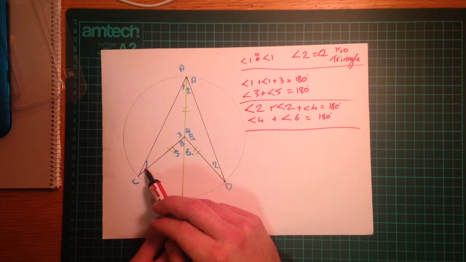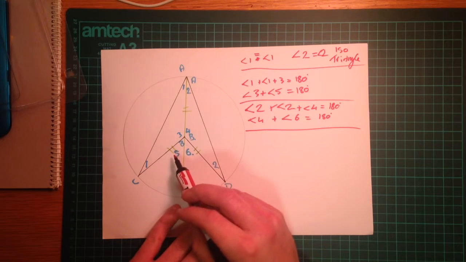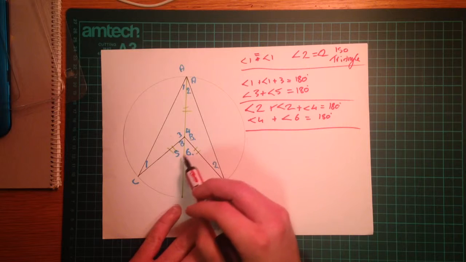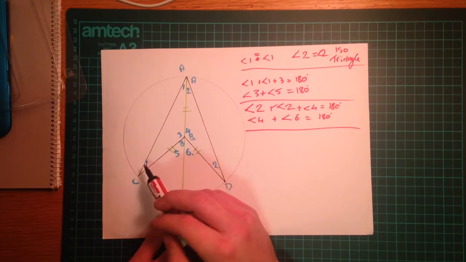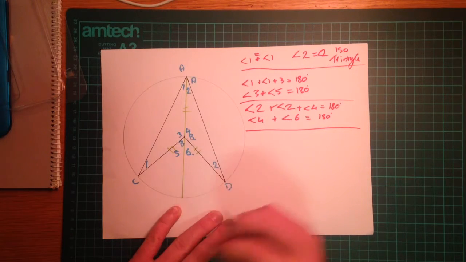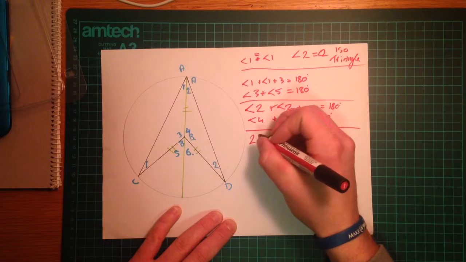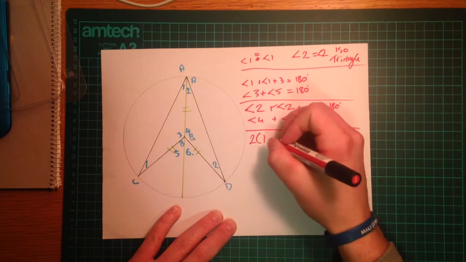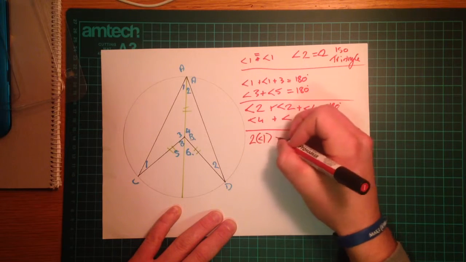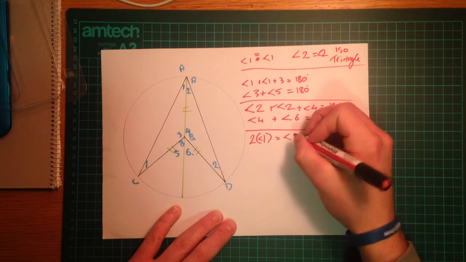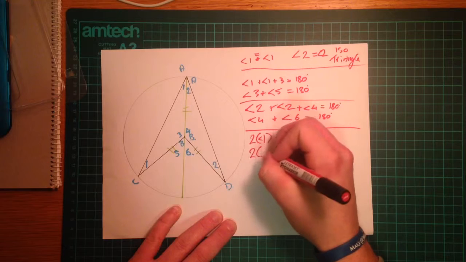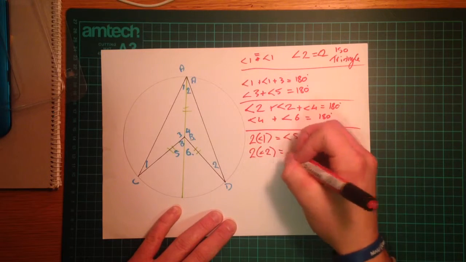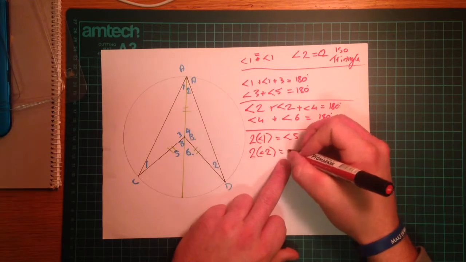Now we're going to talk a little bit about how angle 5 is twice the size of angle 1 here, because we know the exterior angle of a triangle, which here is angle 5, is the sum of the two interior opposite angles, which are both angle 1. So 2 times angle 1 is equal to angle 5, which is the same for the opposite side. So 2 times angle 2 is equal to angle 6.